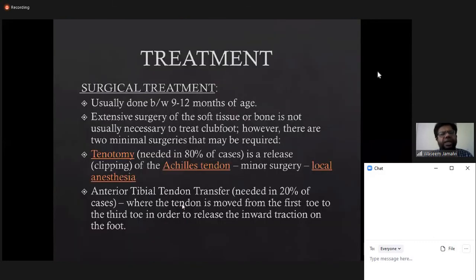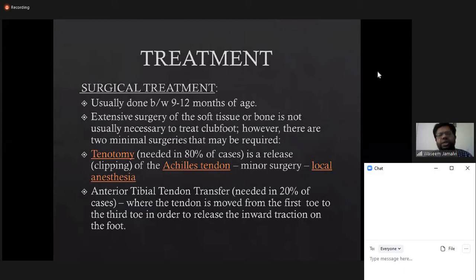But if there is a failure of this non-surgical treatment, or a baby presents with a very severe condition, then the surgery is planned after the age of 9 months till 1 year of age. Basically the surgery is for the soft tissue, and it is usually necessary to treat the clubfoot. However, the minimal surgery that may be required is tenotomy.